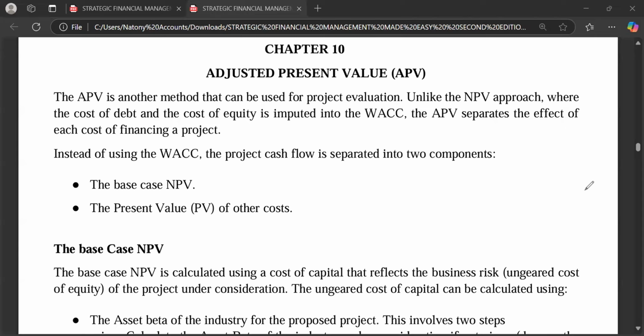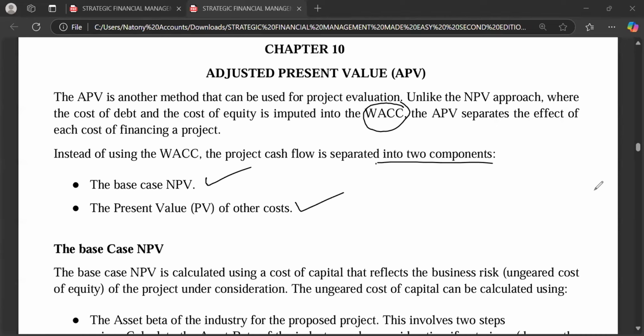So what is the adjusted present value? It is basically a method of appraising projects, but it is a little bit different from the traditional method. In the traditional method, the project cash flows are discounted using the weighted average cost of capital. But using the adjusted present value, the project cash flow is divided into two components: the base case NPV and the PV of other costs.